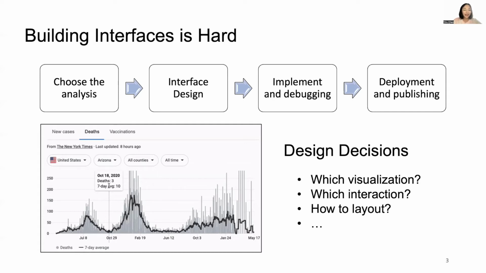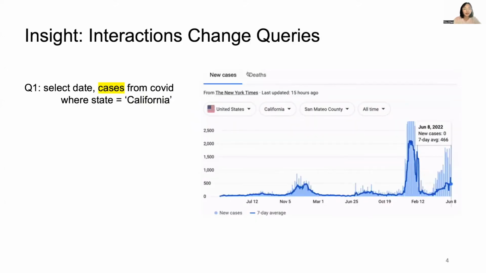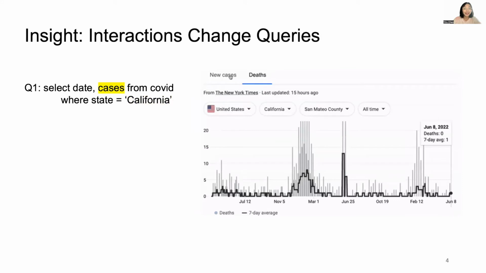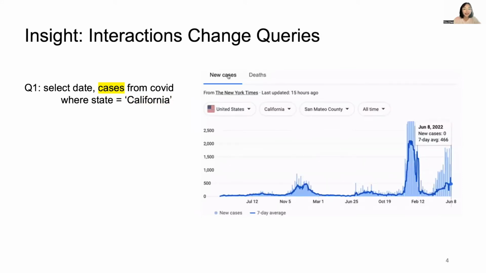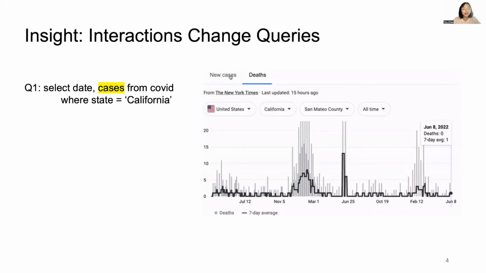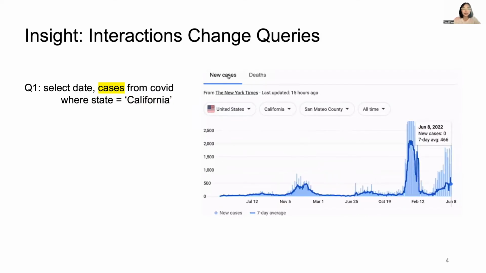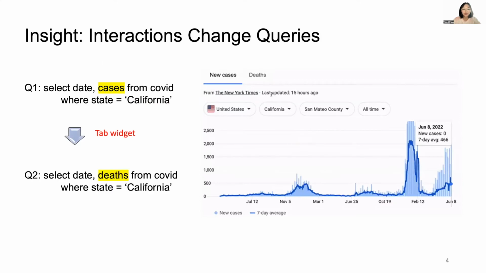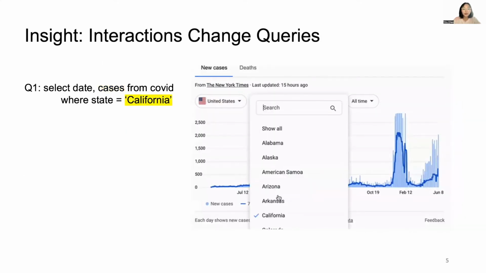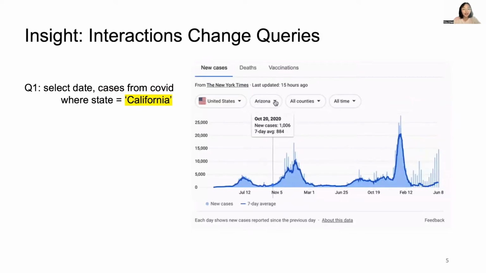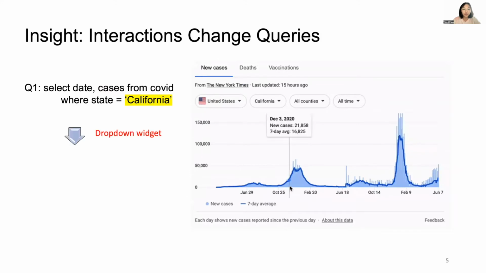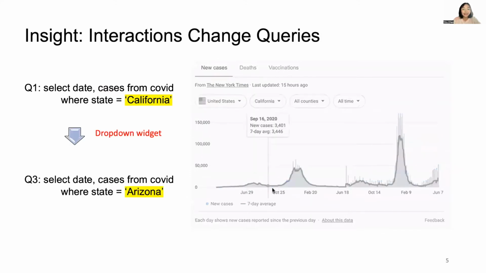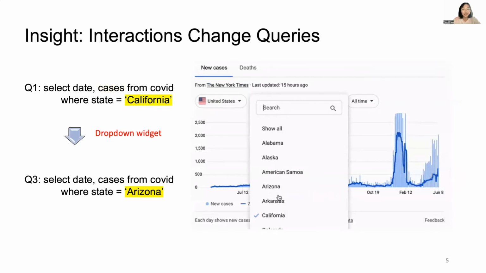After making so many design decisions, you will still have to implement and debug the interface, so that in the end you can deploy and publish it. Let us just look at the interface design and the analysis. The key insight here is that design reflects analysis. For instance, clicking on the tab widget to choose from new cases or deaths changes the project clause from date, cases to date, deaths. And the drop-down widget chooses from different states. Here, it changes the filter from state equals California to state equals Arizona. This insight is from interface to analysis.